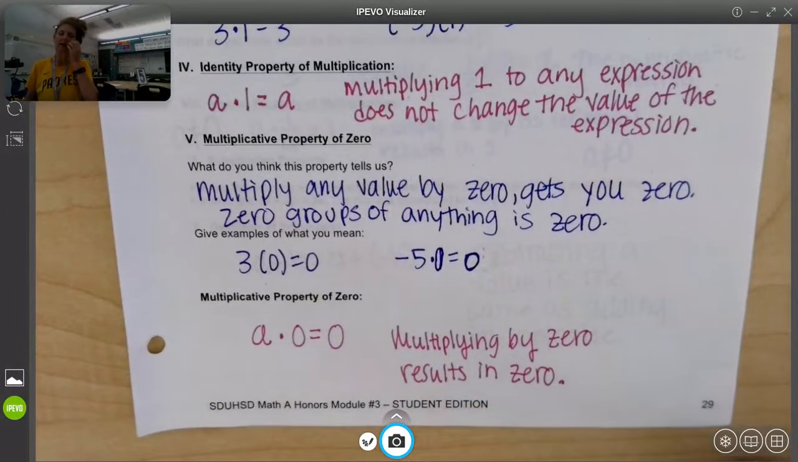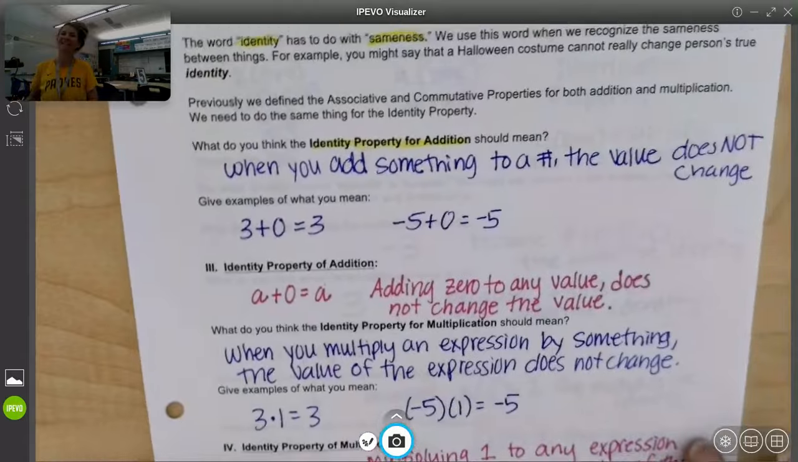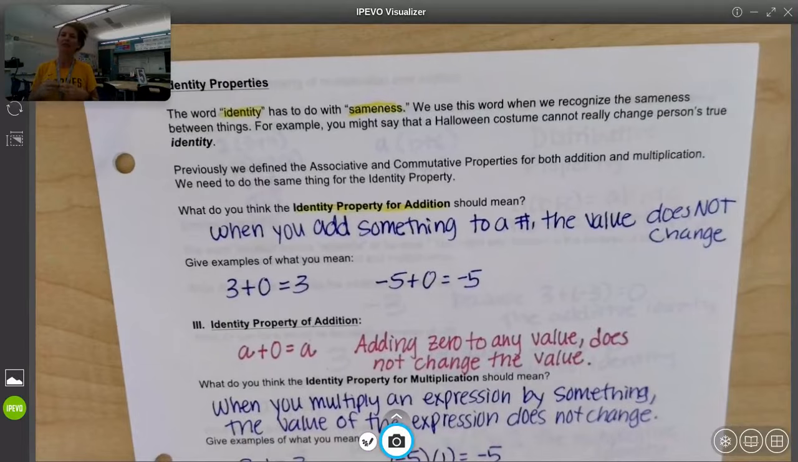Identity properties. Identity, I can put on a wig, I can put on different makeup, I could wear a mask, but my identity, it's still me, still Mrs. Barr. So the word identity has to do with sameness. We use this word when we recognize the sameness between things. Halloween costumes can't really change a person's true identity.